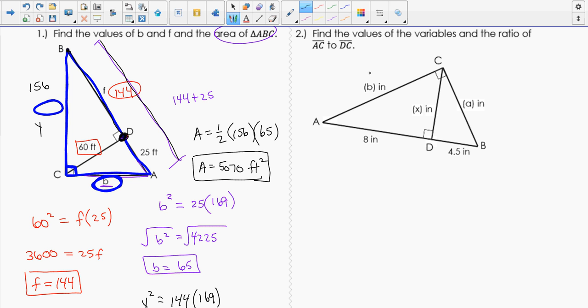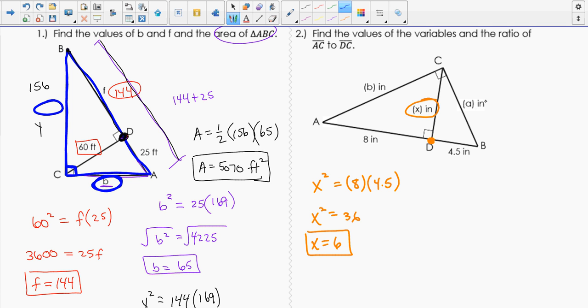Find the values of the variables and the ratio of AC to DC. So, first things first. I see that this is an altitude, and I see that I have a left and a right. So I'm going to start there, and I'm going to say altitude squared equals, hits right here. I have a left side that's 8, and a right side that's 4.5. So 8 times 4.5 gives me 36. So that means that x is 6. That's one variable done.